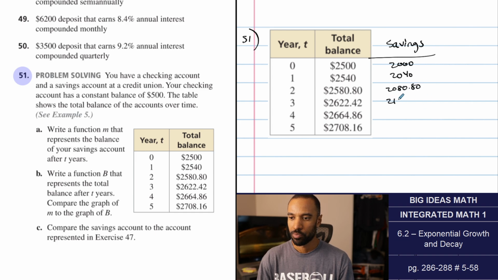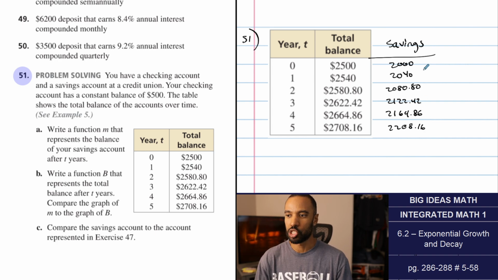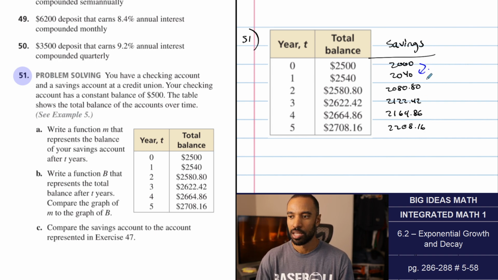2080.80. 2122.42. 2164.86 and 2208.16. This is important because the percentage change is dependent on this. Times what, times what, times what. And it's going to be the same thing each time.